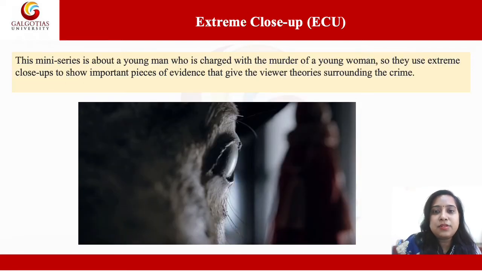Some of the examples related to extreme close-up: if we understand the motivation, typically directors use these shots for very specific narrative reasons. The first of our extreme close-up shot images is from HBO's The Night Of, and this is an example of using the extreme close-up for practical reasons, but also for thematic ones as well. This miniseries is about a young man who is charged with the murder of a young woman. They use extreme close-ups to show important pieces of evidence that give the viewer theories surrounding the crime. So this was a beautiful example of an extreme close-up shot.